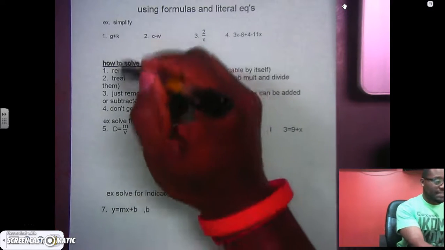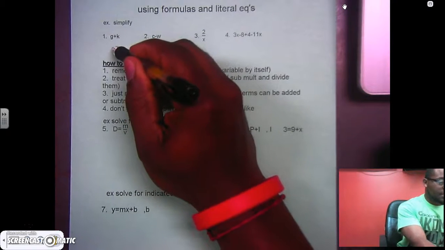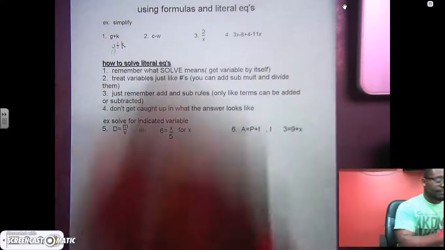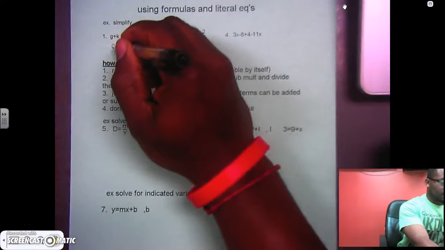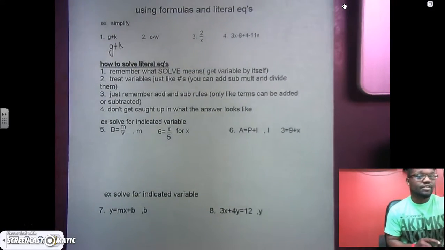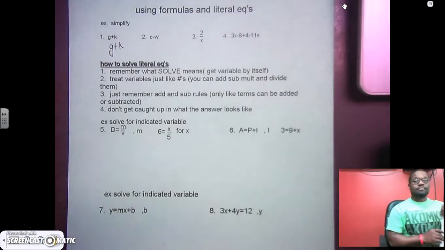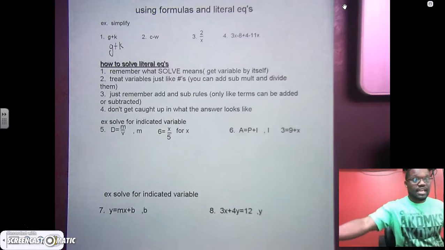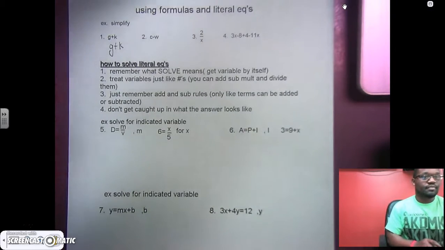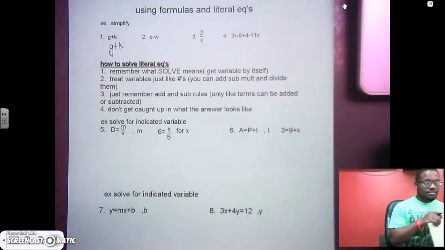Anyway, G plus K is simply G plus K. You can't add or subtract them or do anything else, but you can write G plus K. That's actually how you add them. You have to add them by saying G plus K, because you can't actually really add them the way that they are. Now, what about C minus W?